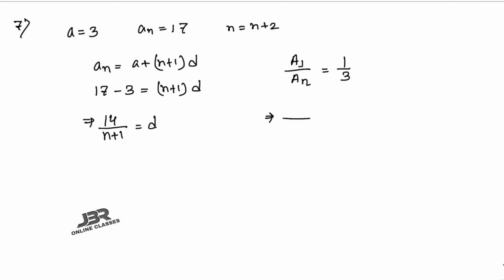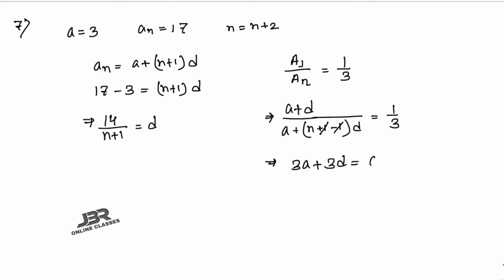So a1 means you know that a plus d, and an means a plus (n plus 1 minus 1) into d, that one equal to 1 by 3. So 1 cancel out. So here 3a plus 3d, that one equal to a plus nd. So 3a minus a, that one equal to 2a. So 2a plus 3d, that one equal to nd.